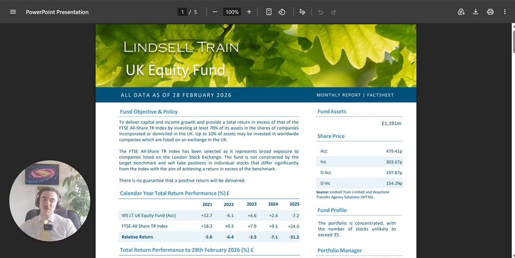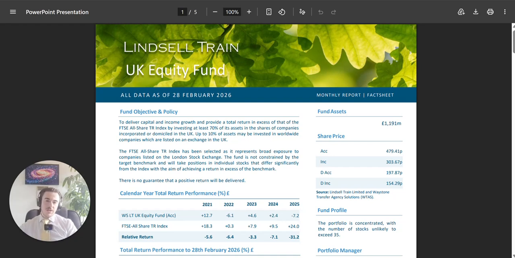In today's review, we're going to be taking a look at the Lindsell UK equity funds, where we'll take an initial look at the fund manager's fact sheet. So to summarise the fund's objective, obviously looking to invest in UK equities with at least 70% of its assets in the shares of companies incorporated or domiciled in the UK. It should be noted that up to 10% of assets may be invested in worldwide companies which are listed on an exchange in the UK.